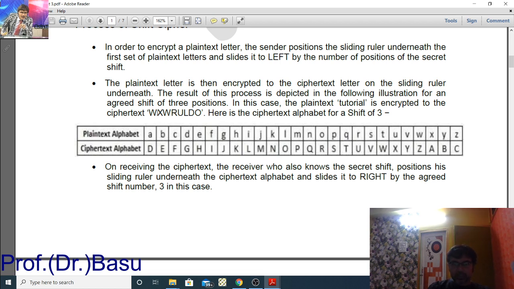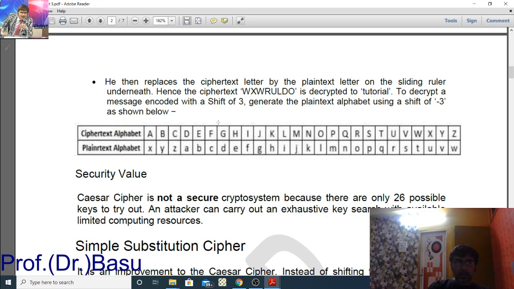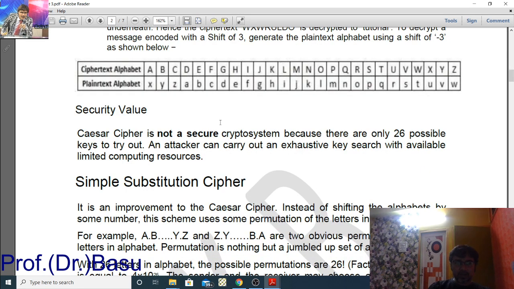So for this tutorial plain text, we get the cipher text this way. See, T will be replaced by W, because with the same difference we get the cipher text. Here U will be replaced by X. Again, O will be replaced by R. It's a very simple technique used in the earlier cryptosystem techniques. And next, the substitution cipher.